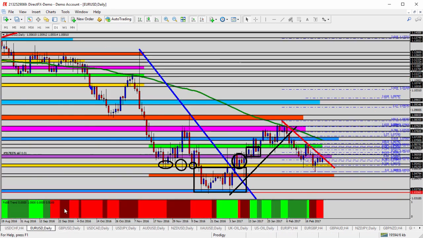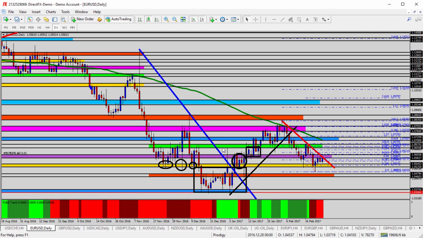Moving over to the euro dollar, just the exact opposite. We had the black trend line from the beginning of the year. Red trend line started at the beginning of February. So two months this year so far, we've seen two different trends. The black trend line, then the red trend line within the months that we have had so far this year.